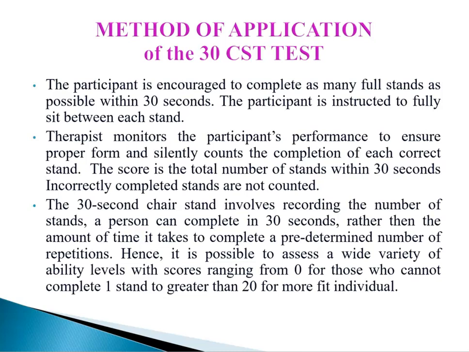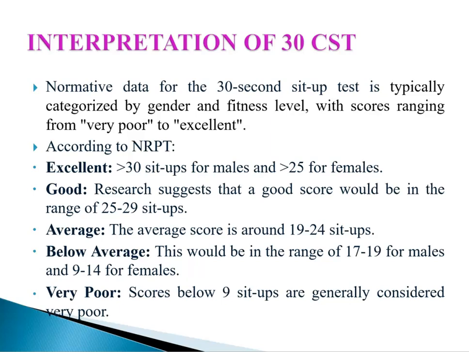So hence it is possible to assess a wide variety of ability levels, with scores ranging from 0 for those who cannot complete one stand, to greater than 20 for more fit individuals. So this is the interpretation of the 30 second CST.